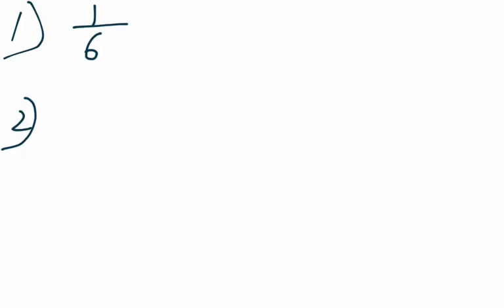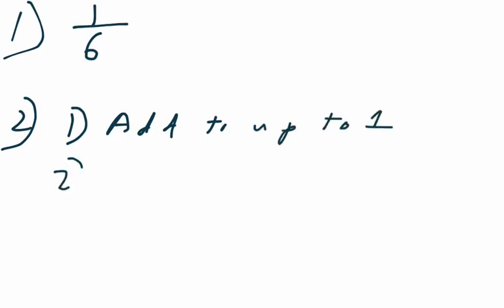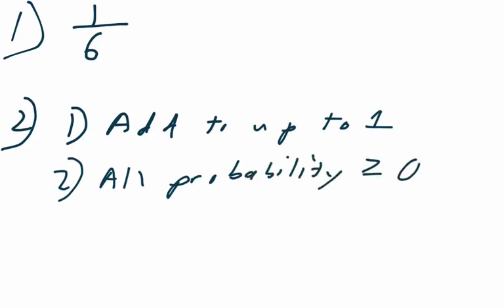What properties does any probability distribution need? Well, there's two of them. Number one, all of the probabilities need to add up to 1. Something must happen. And number two, all probabilities have to be bigger than or equal to 0, because you cannot have a negative probability.